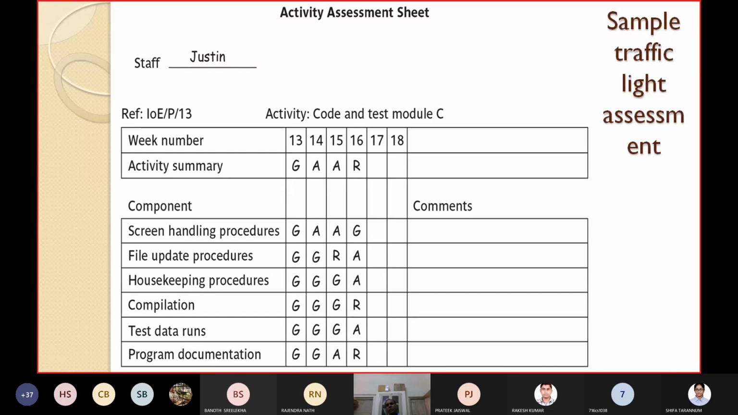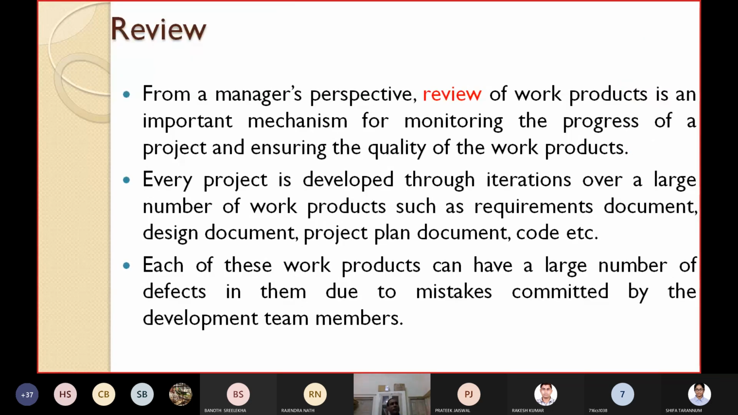So how you can review software or code from a manager's point of view. From a manager's perspective, review of work products is a very important mechanism for monitoring the progress of a project and ensuring the quality of the work products. Normally, every project is developed through a number of iterations over a large number of work products. The work products could be requirement documents, design documents, project plan document, users manuals, code, etc.